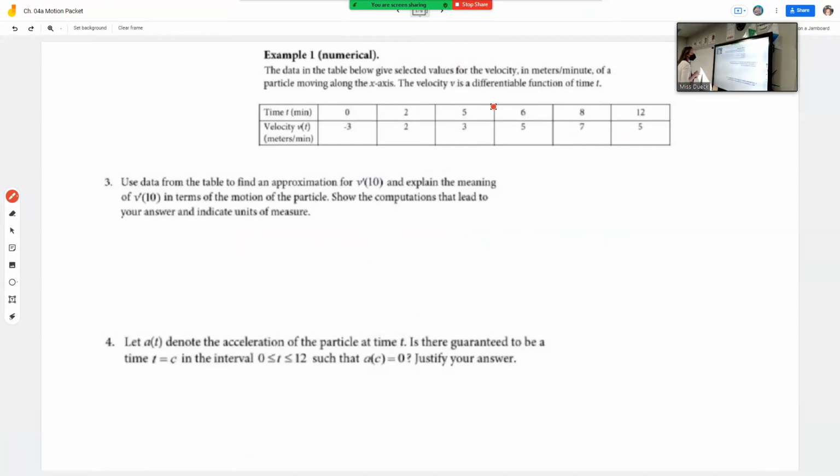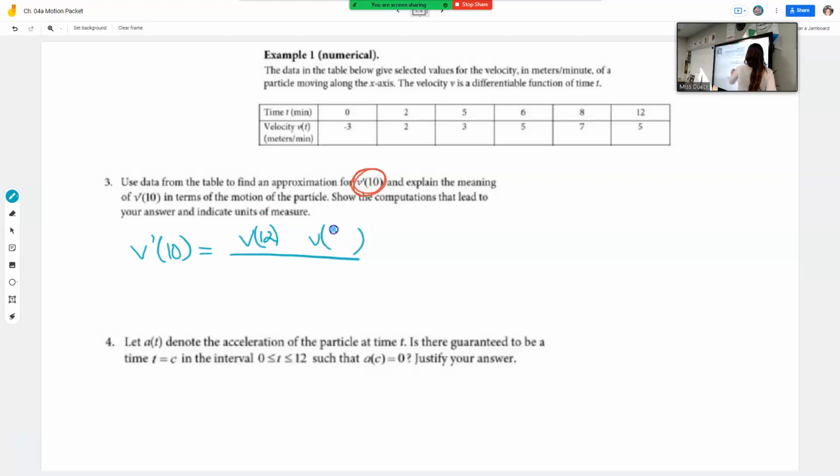Use the data from the table to find an approximation for v prime of 10. Ooh, nice. Hey, we just talked about this. How are we going to approximate v's derivative? Slope. How are we going to approximate the acceleration, I should have been thinking when I was talking? Slope. Wait, slope needs 2 points. What 2 points am I going to use? Where would 10 be happening in my table? Between 8 and 12, so what am I going to use?